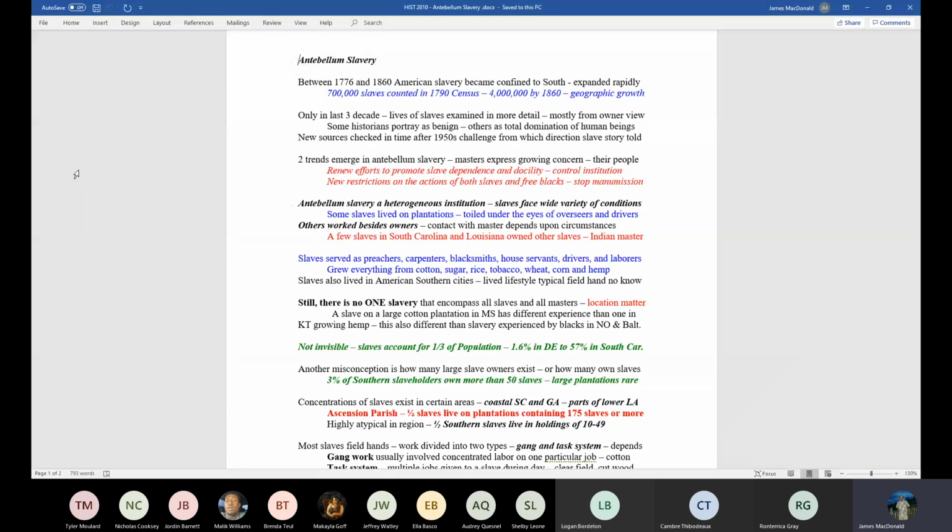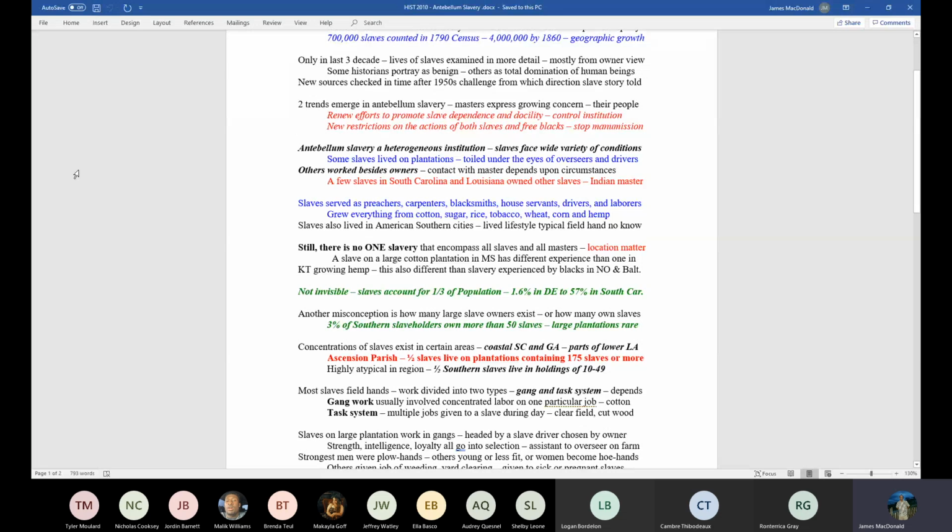Antebellum slavery is not a one-size-fits-all type of institution. Slaves faced a wide variety of conditions because some lived on plantations, others lived on small farms. There were slaves who lived in cities. That was another element of the new scholarship, people writing about the institution of slavery in the 60s and 70s. Urban slaves. Well, there aren't a lot of cities in the South. You can count them really on one hand. New Orleans, Charleston, Richmond. That's really all of them, that equivalent of cities in the North.